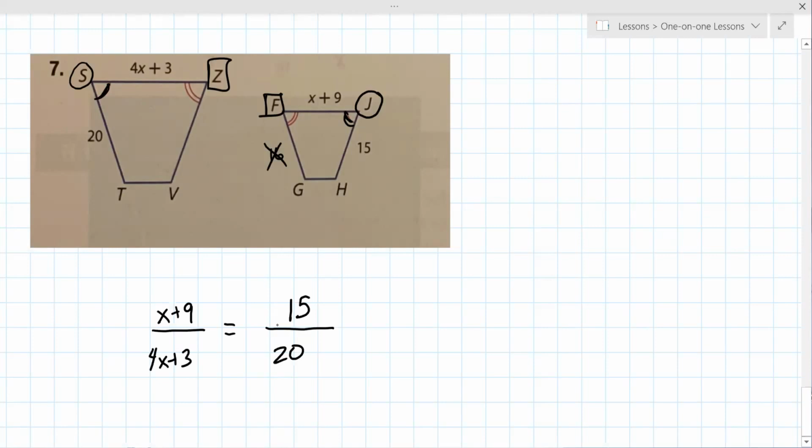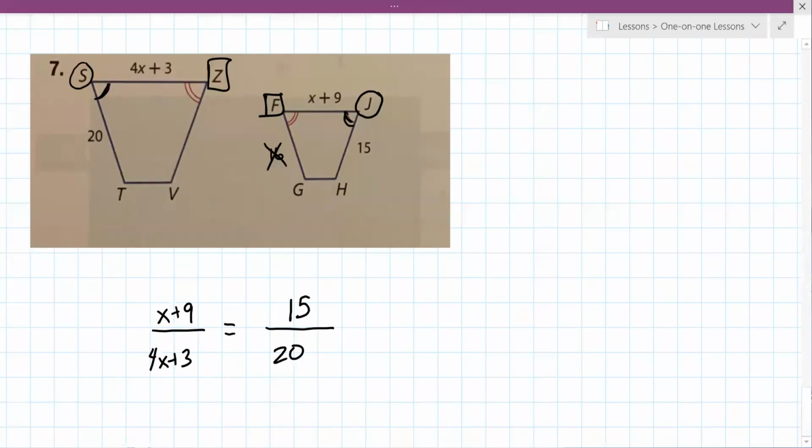So try solving this on your own. I'll give you 60 seconds. You're going to cross multiply again like we did in the first couple of questions.